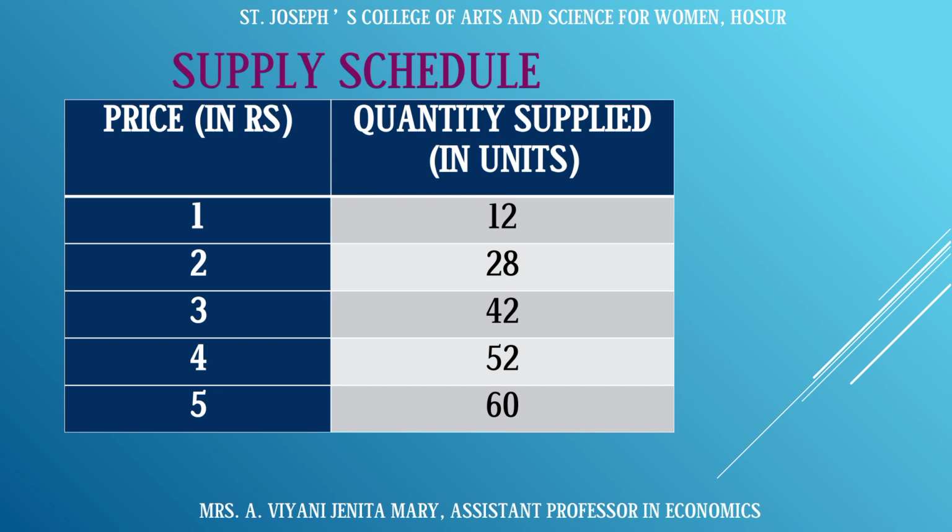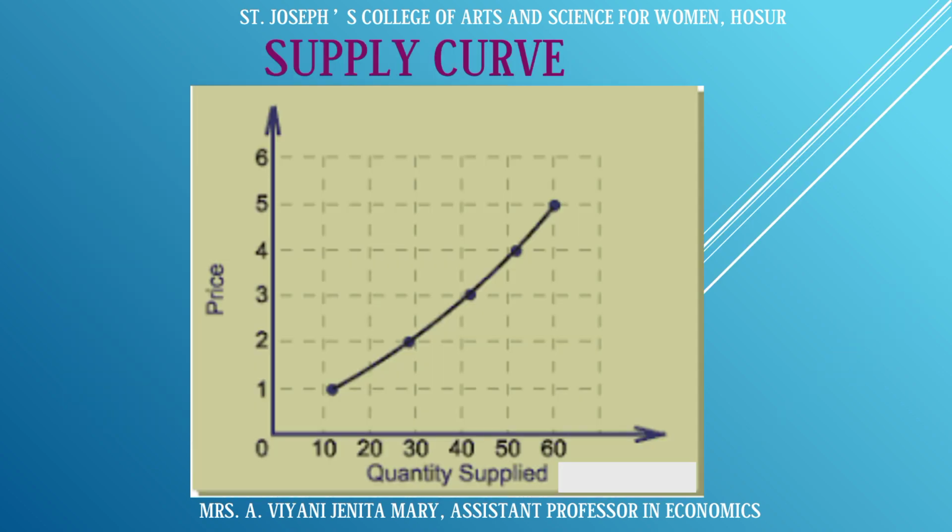Supply is the different quantities placed on the market at different prices. Supply is also related to time, place, and price, like demand. The supply schedule represents the functional relationship between the quantity supplied and the prices. We can apply the schedule in a graph. So we can get the supply curve like this: an upward sloping, positively sloping supply curve.